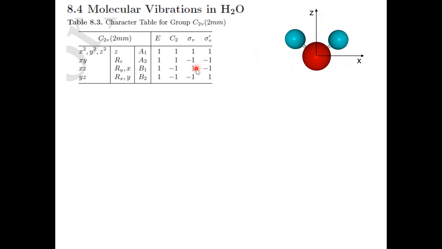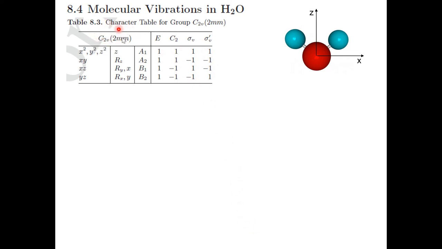So I have four symmetry operations of the water molecule: the identity, a C2 axis, which is a rotation around the z-axis, and two vertical planes, sigma v and sigma v prime. One vertical plane is the xz plane, which is the plane of the molecule, and is a symmetry plane. And the other vertical plane is the yz plane. This plane is also a reflection plane of the molecule, a reflection symmetry of the molecule. I call that sigma v prime, okay? So these are the four symmetry operations of the molecule.